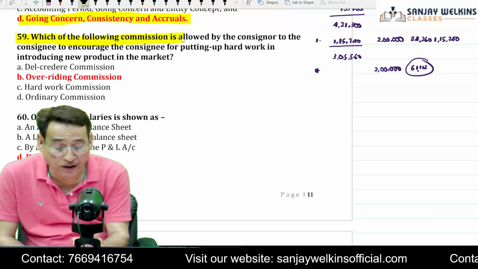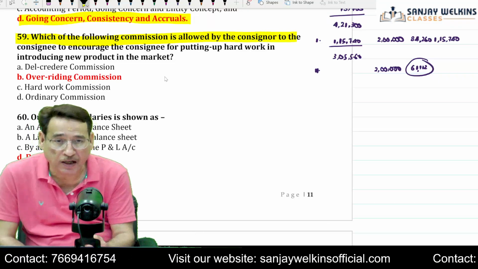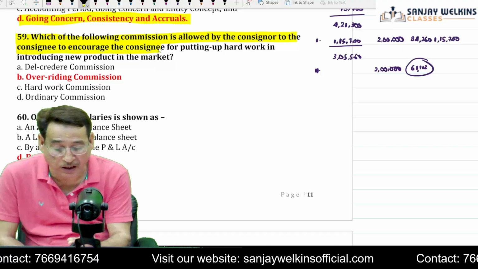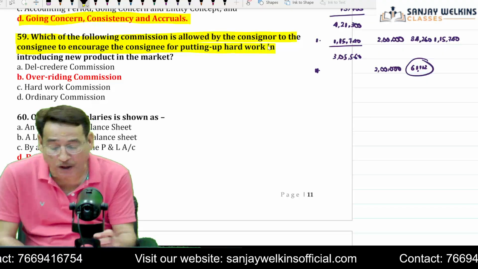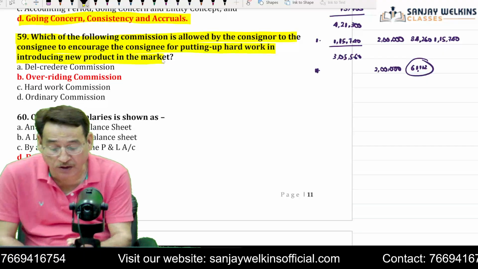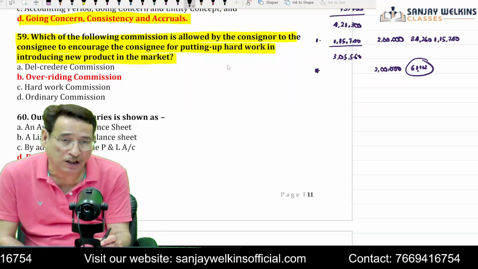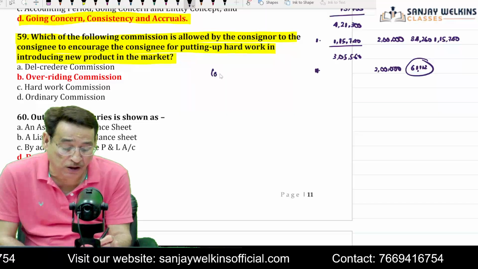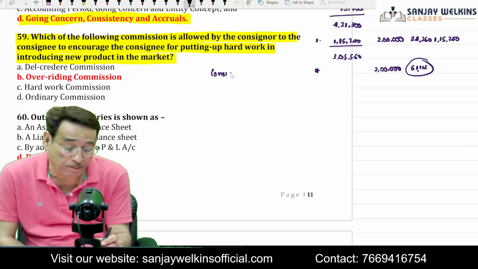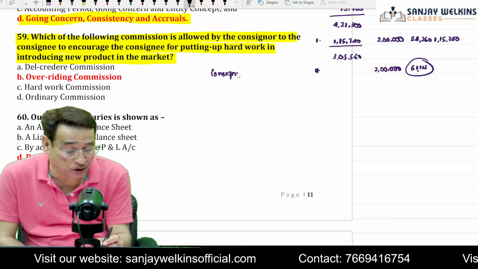Which of the following commissions is allowed by the consignor to the consignee to encourage the consignee to put up hard work in introducing a new product in the market? See, under consignment we have seen that the consignor provides commission to the consignee, no doubt about that.